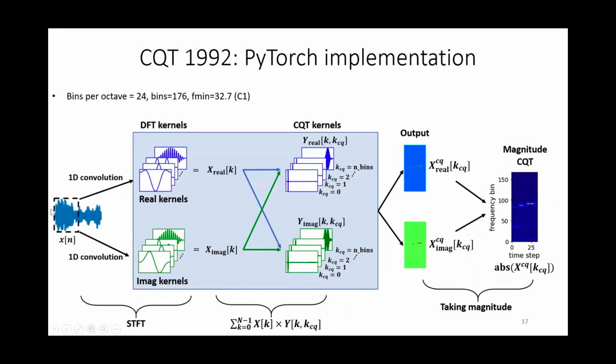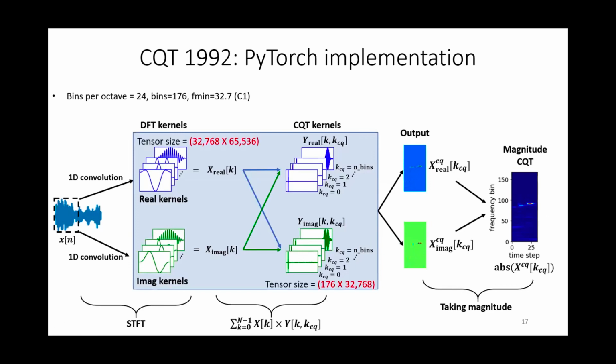Same as before, it all starts with STFT. And then after getting the input signal in the frequency domain, we multiply it with the frequency domain CQT kernel, and then we get the output. And since the output consists of real and imaginary parts, we just calculate the magnitude to obtain the magnitude CQT.